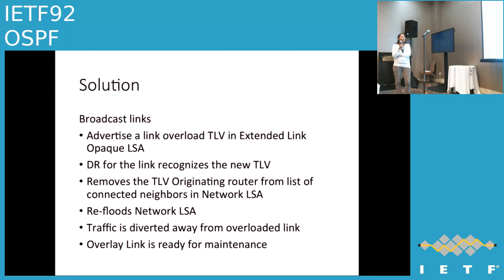Next slide. For broadcast links, we will not be able to increase the metric to max metric, because we just want to divert the traffic that is going towards the overloaded link, which is going for maintenance, and not to all of your neighbors. So the way to achieve this is to advertise the link overload TLV in the extended link opaque LSA, and then the DR of the link recognizes the new TLV. It removes the TLV originating router from the list of connected neighbors in the network LSA, and then refloods the network LSA. So the traffic is diverted away from that overloaded link and takes another path, and then the link is ready for maintenance.